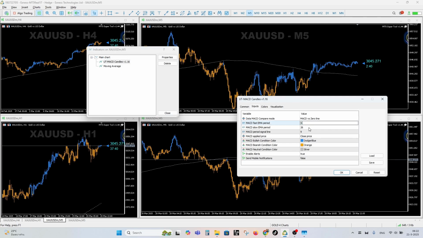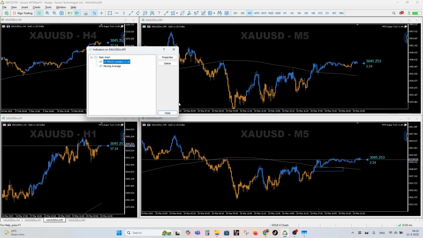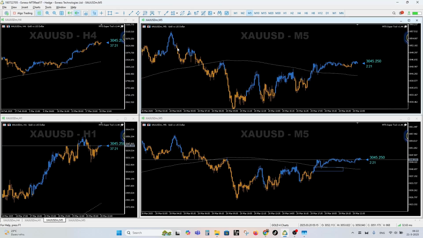Change the periods to half the default settings. So EMA 12 becomes 6, 26 becomes 13, and 9 becomes 4. And look at the chart comparison. You'll get the signals 2-3 candles faster than the default settings.